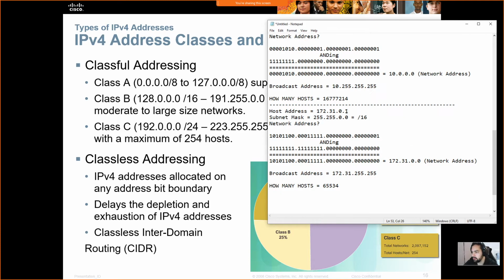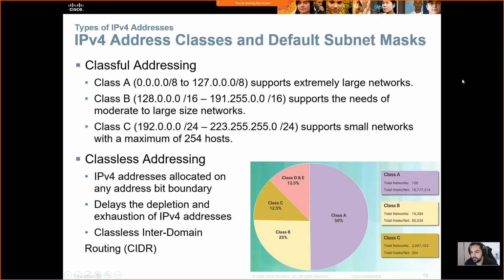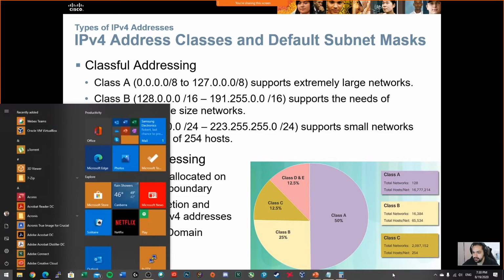The 172? Class B. Exactly. It's a /16 address. All good? Perfect. Let's move on. And we did all the calculations correctly. We got the exact same numbers when we did this.